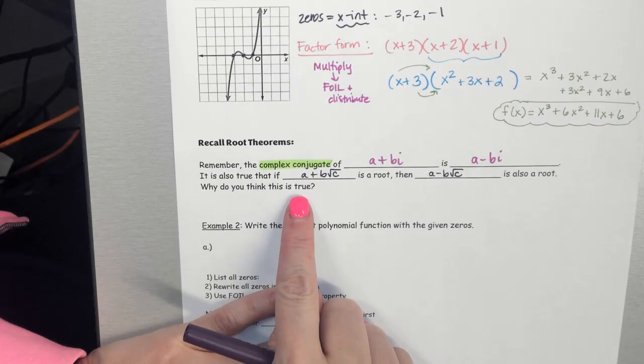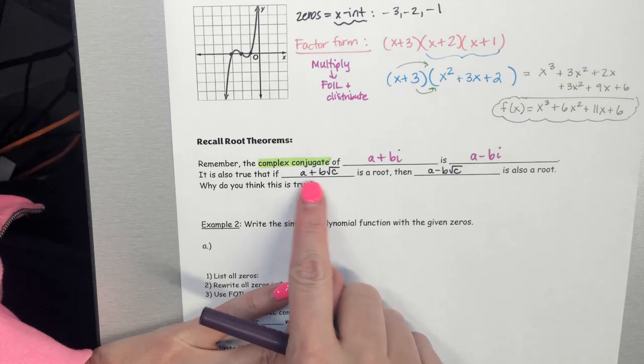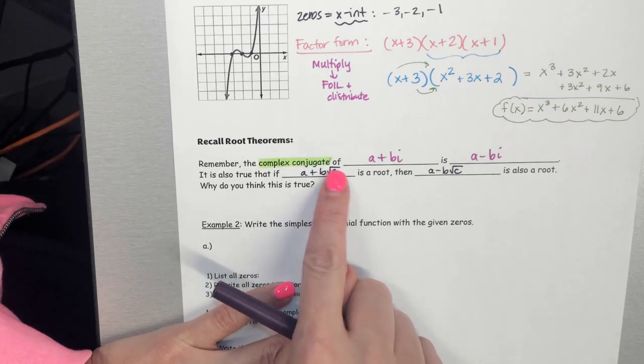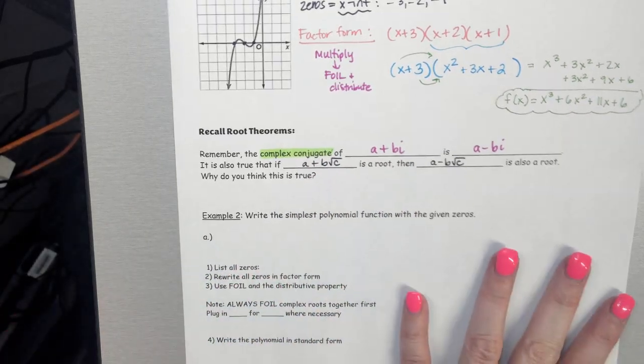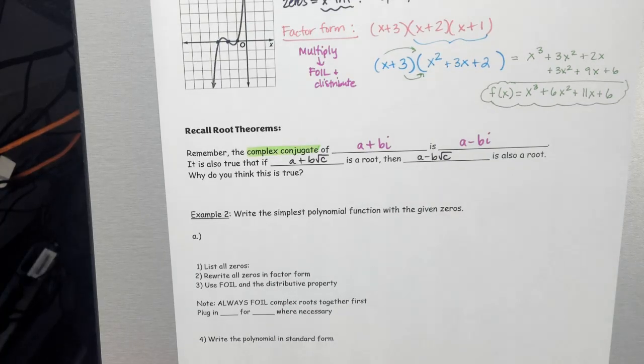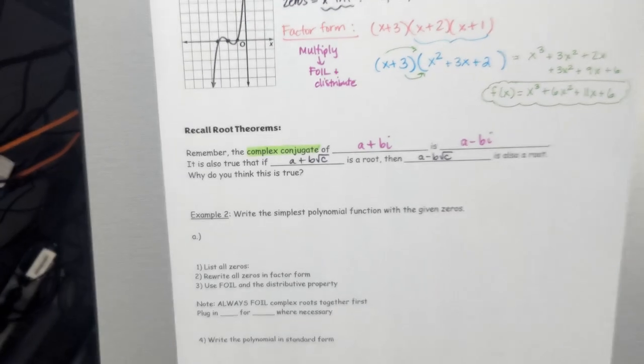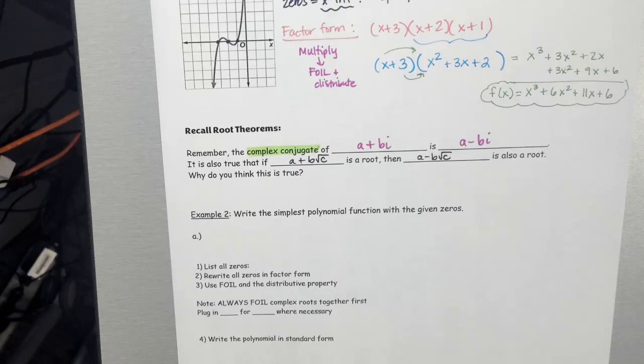Okay, so why do you think this is true? Why do you think if you have a radical that you are always going to have the conjugate as a 0 as well? Same thing with the imaginary. Why can't I just have one imaginary root? So we're going to think about that for a second. Okay, and then I want you to turn to an elbow partner and share your thoughts. Even if your thoughts are you're not sure.